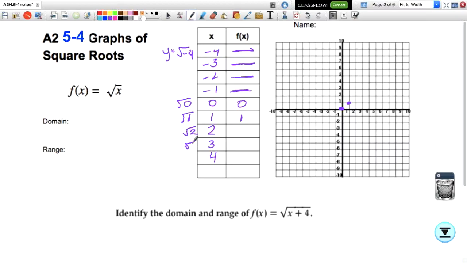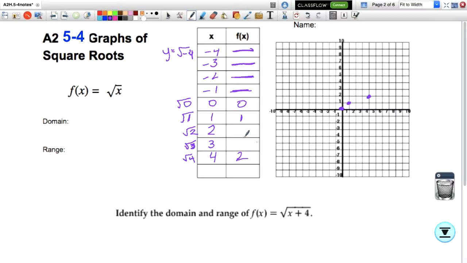Square root of 3 is the same thing, right? That's not easy to know just by looking at it. We'd have to use a calculator, so we're going to pause on that one. But square root of 4 we can totally do. Okay, what times itself equals 4? The answer is 2. So I'm going to go over 4 and up 2. So right now we're seeing this kind of shape right here.